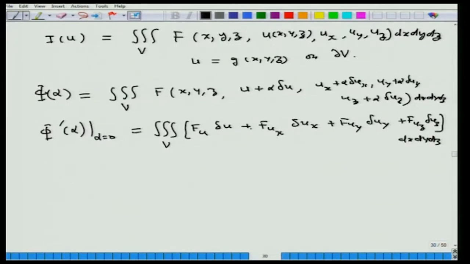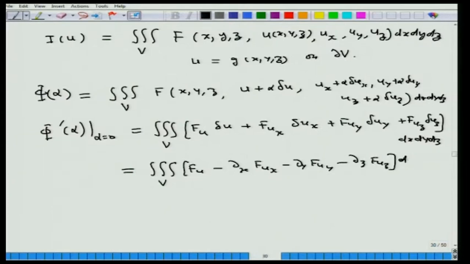And then shifting these derivatives, having the more general integration by parts formula for three dimensions, we will have f u minus del x of f u x minus del y of f u y minus del z of f u z, times delta u, which is a function of x, y, z, and then dx, dy, dz. And this is equated to 0, and then having the generalized form of the lemma of the calculus of variations for 3 dimensions, we see that here.